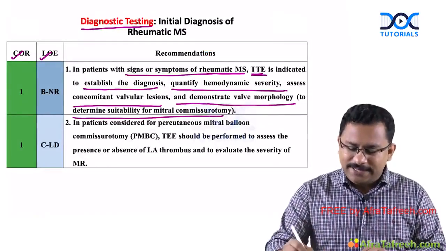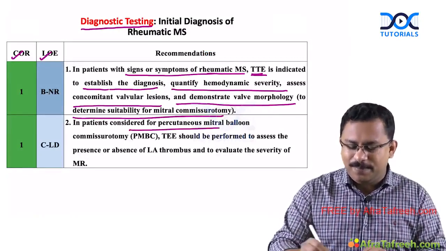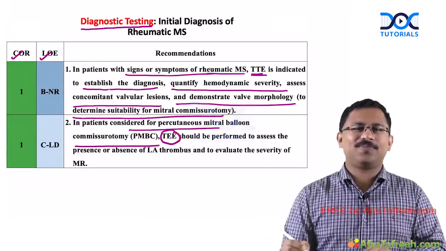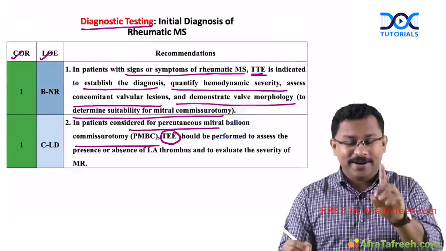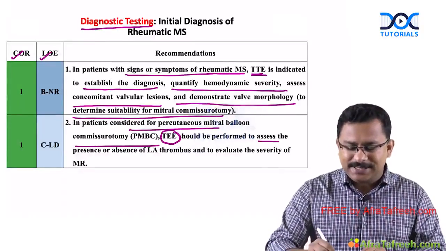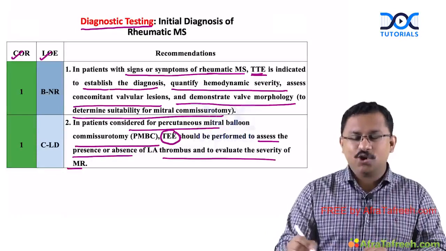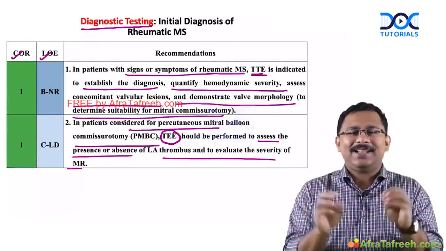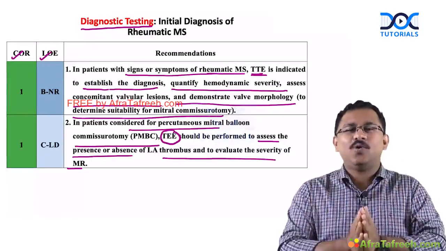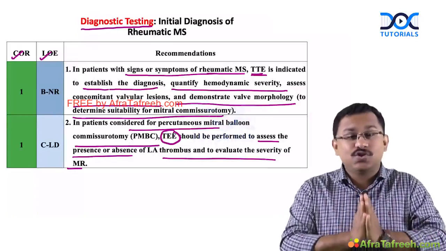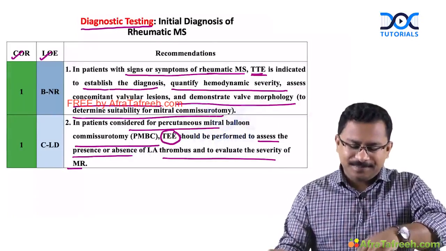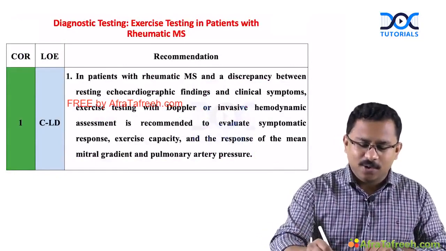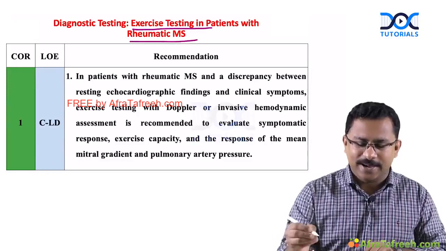The guideline also says in patients in whom you are considering PMBC, which is the same as PMBV, transesophageal echo should be considered in certain scenarios, which I have already told you. That is to assess the presence or absence of an LA thrombus and to evaluate the severity of MR. So always, to assess the presence of LA thrombus, transesophageal echo is a superior investigation. There is no doubt about it. All right. One more slide from this guideline: what is the role of exercise testing in patients with rheumatic MS?